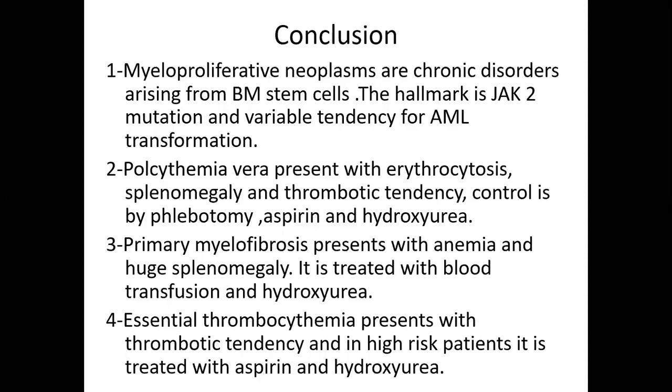Three, primary myelofibrosis presents with anemia and huge splenomegaly. It is treated with blood transfusion and hydroxyurea. Four, essential thrombocythemia presents with thrombotic tendency, and in high-risk patients, it is treated with aspirin and hydroxyurea.